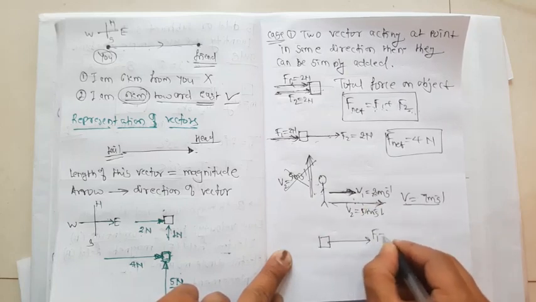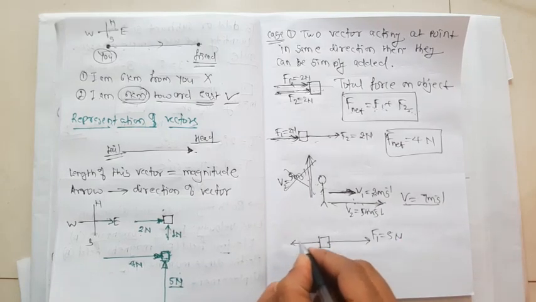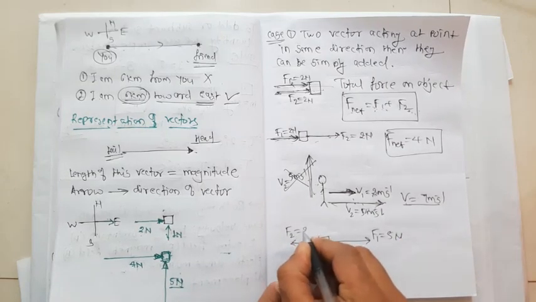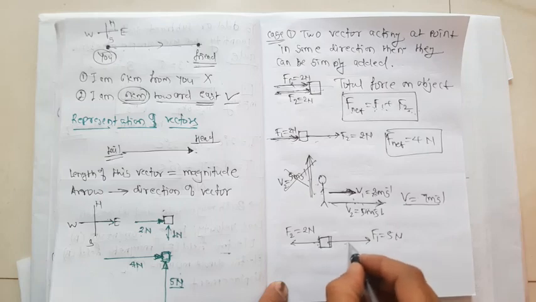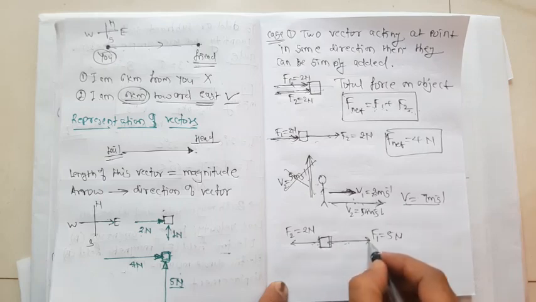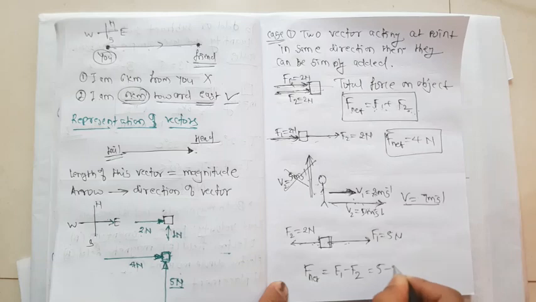Now suppose for the same block, one force is acting in this direction, that is F1 is equal to 5 Newton, and another force is acting in the opposite direction, that is F2 is equal to 2 Newton. Then what is the total force acting on this? Now you cannot add them, you have to subtract, because one force is opposite to the other. Therefore F net is equal to F1 minus F2, that is 5 minus 2, you will get 3 Newton.